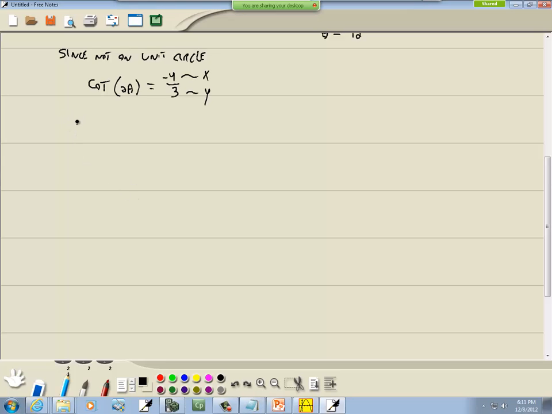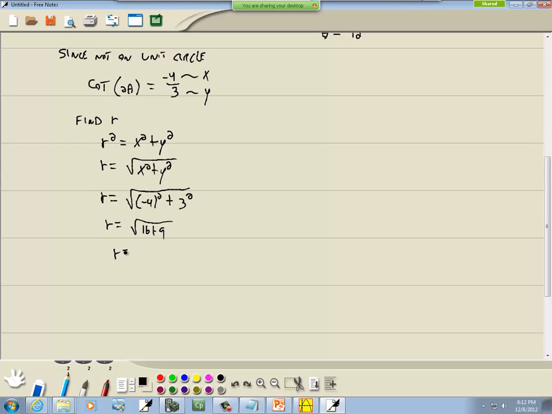So we're going to find r. Remember, r squared is equal to x squared plus y squared. r is equal to the square root of x squared plus y squared. So r is equal to the square root of negative 4 squared plus 3 squared. So r is equal to the square root of 16 plus 9, which gives us the square root of 25, which gives us 5.